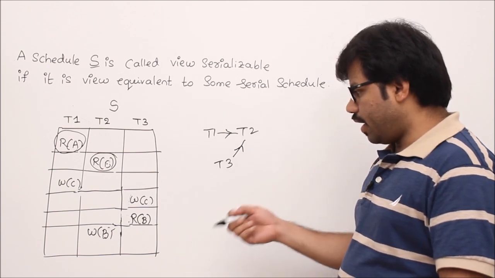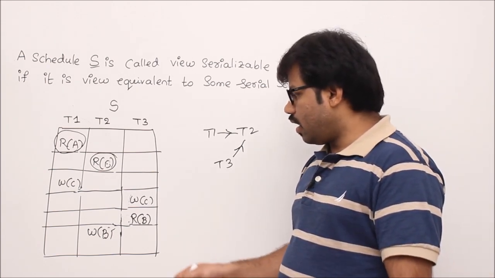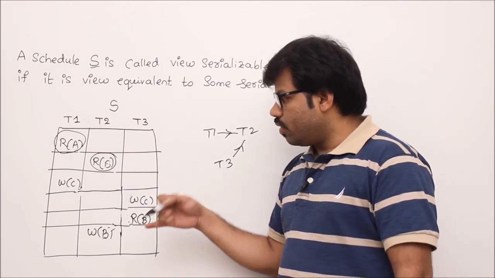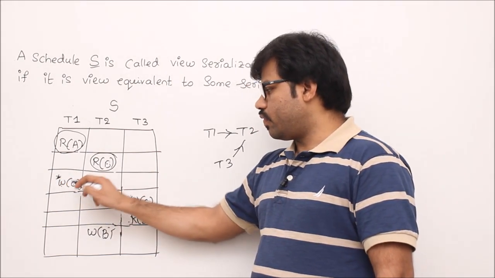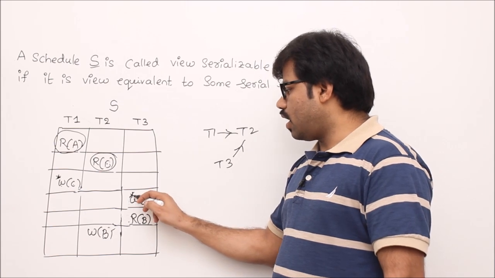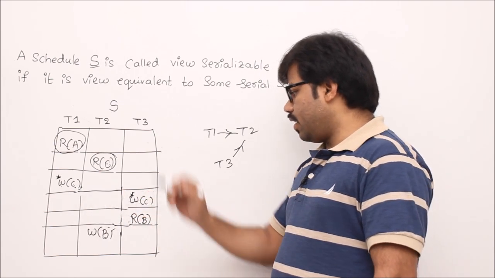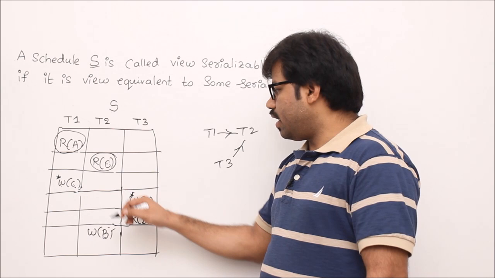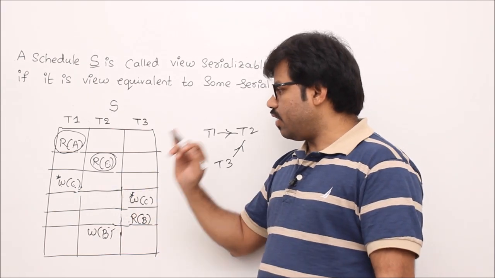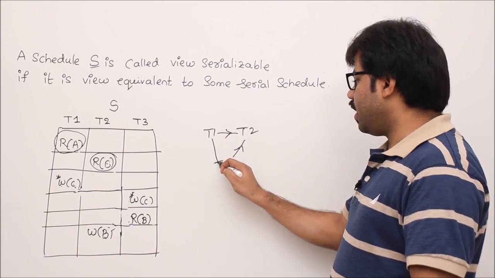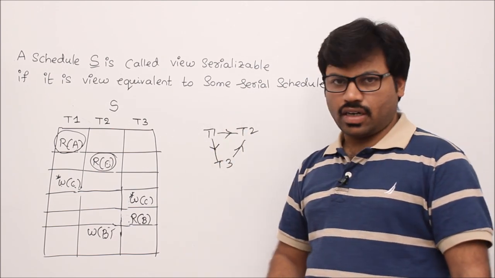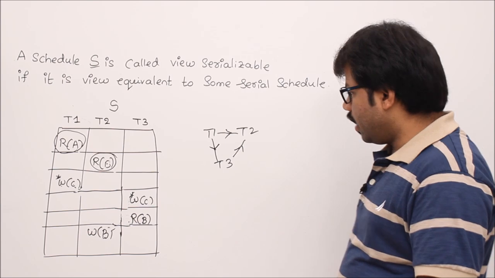Now go for writes. Who is the last writer? There are two database items which have writes, so let's focus on them one by one. This one, write of C. Here also write of C. Who is the last writer in these two? T3. That means T1 and T3 are the writers. Among them, T3 should occur last, so T1 should be first. The order will be T1 to T3. Understand?